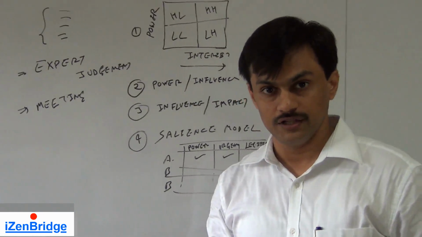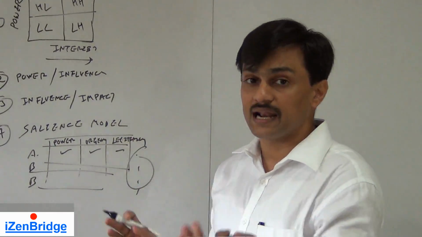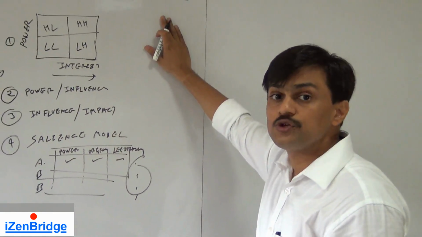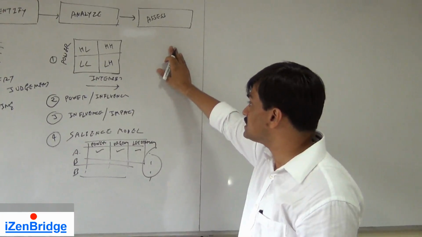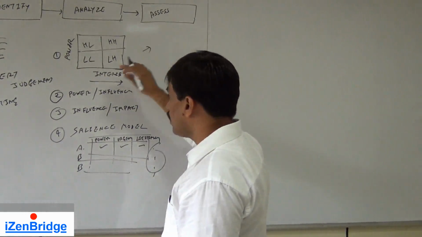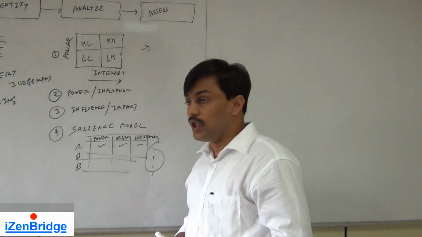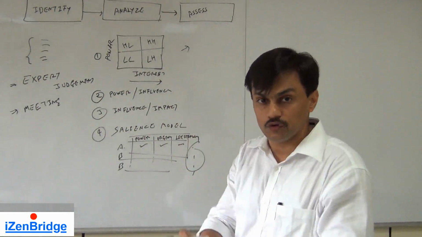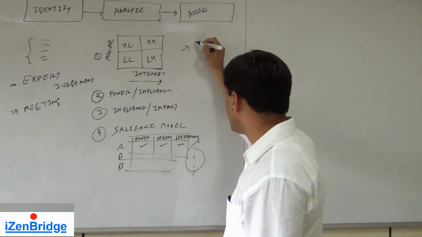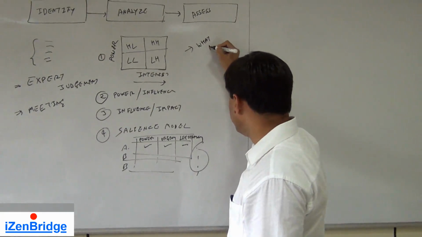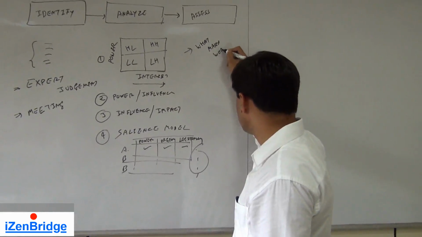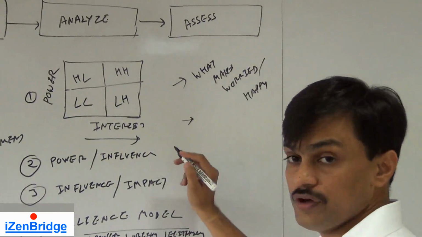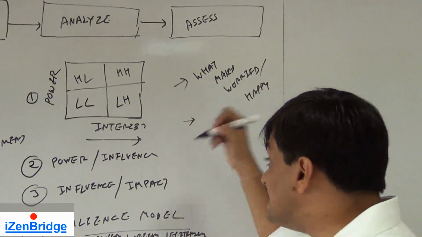Now we are done with analysis. We have analyzed them and classified them in various categories. Finally, we need to put an assessment. The assessment is a step where we are trying to identify what kind of events will make a given segment or category of stakeholder, or an individual stakeholder, happy or unhappy. To identify what makes them worried or happy, what kind of information they need, what their interests are.